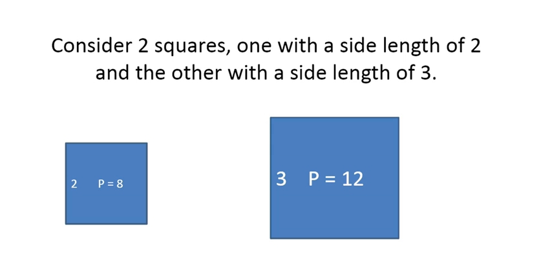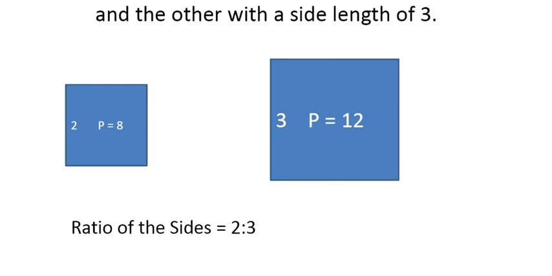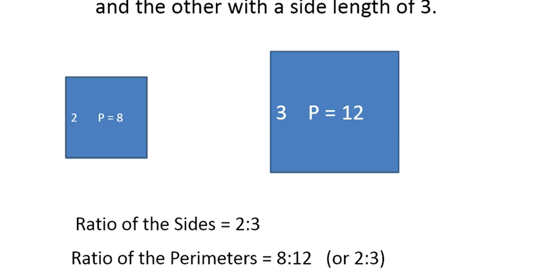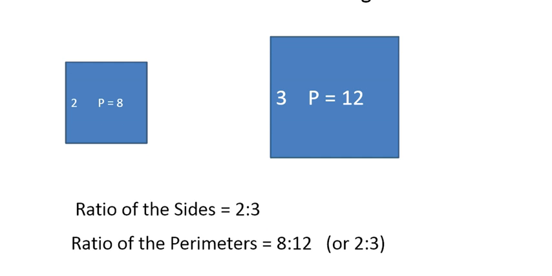Let's now take those same two squares, but let's extend this comparison and look at the perimeters. If each side of the small square measures 2, then its perimeter is 8. And likewise, if each side of the larger square measures 3, then its perimeter is 12. So when we compare the ratio of the perimeters, what we find is that the ratio of the perimeters is 8 to 12. But in simplest form, that becomes 2 to 3.